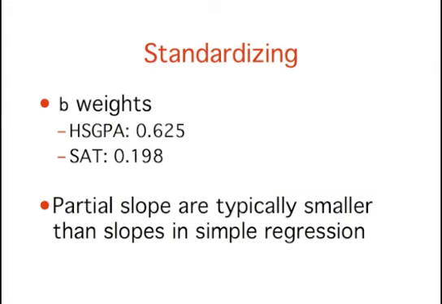However, if you do not know the student's HSGPA, his or her SAT can aid in the prediction, since the beta weight in the simple regression predicting UGPA from SAT is 0.68. For comparison purposes, the beta weight in the simple regression predicting UGPA from HSGPA is 0.78. As is typically the case, the partial slopes are smaller than the slopes in simple regression.